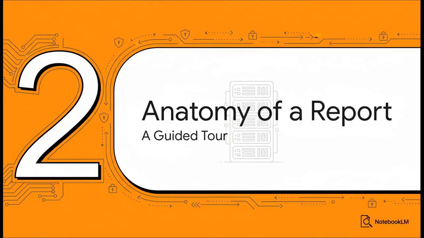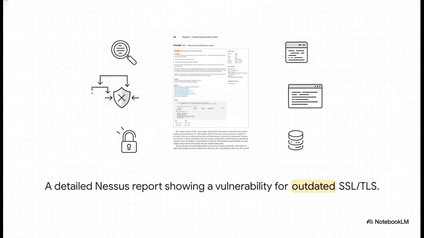So to get that intelligence, you've got to know how to read the map. And in our case, the map is the scan report. Think of this next part as a guided tour. We're going to break down a typical report from a tool called Nessus, but honestly, the layout and the concepts are pretty much the same no matter what scanner you use. So here it is, a classic Nessus report, and it is packed with info. Let's walk through the parts you'll look at every single time.